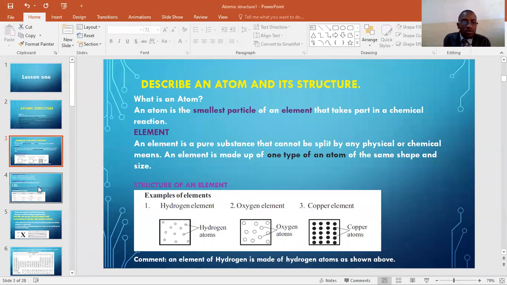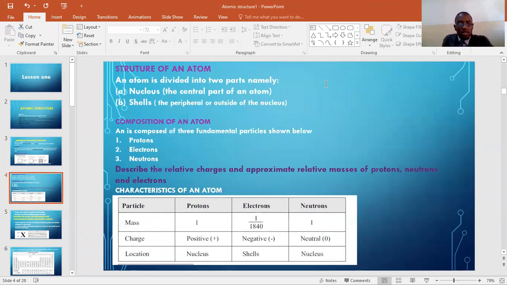So we're going to look at the structure of an atom. We're thinking about something which is very small, but interestingly, on the inside of this smallest of the small, there is something contained. So the atom comes with a structure. An atom is divided into two parts. In as much as it is very small, it is divided into two parts.